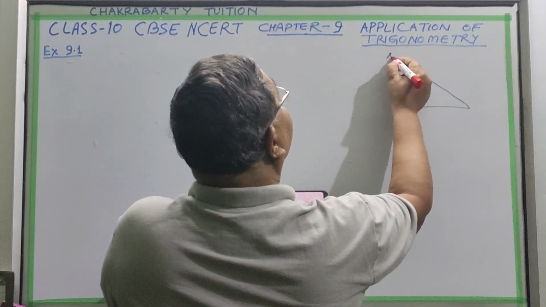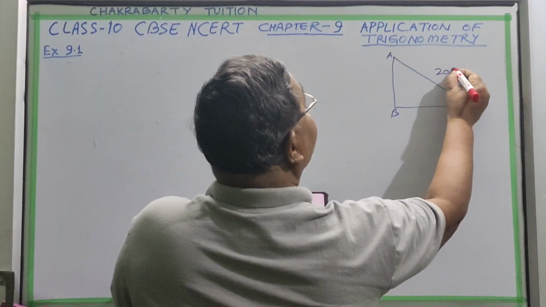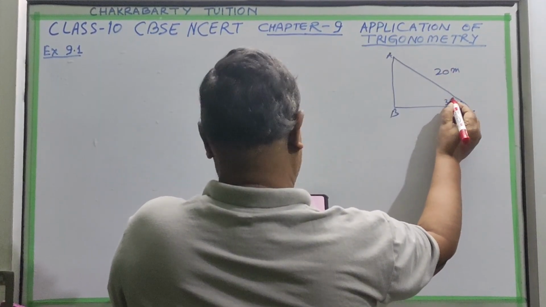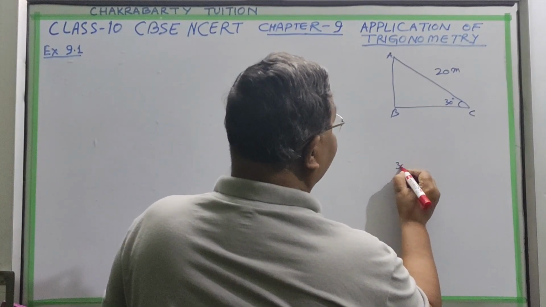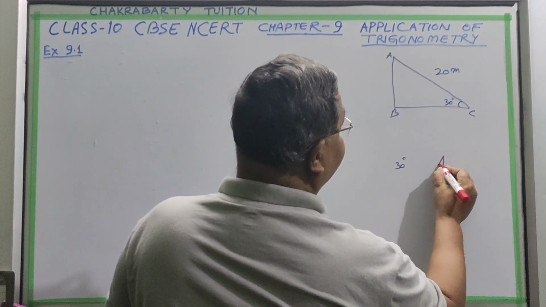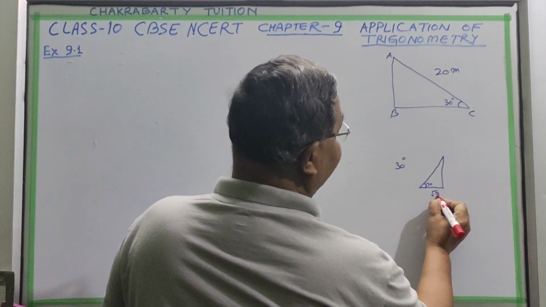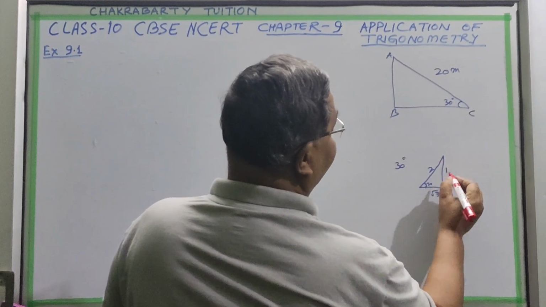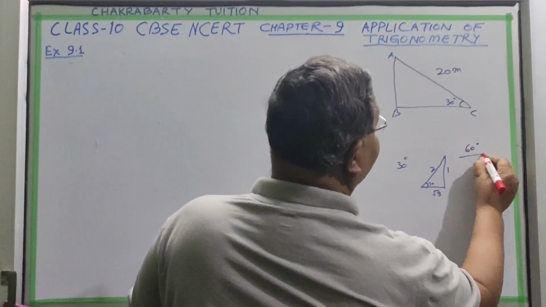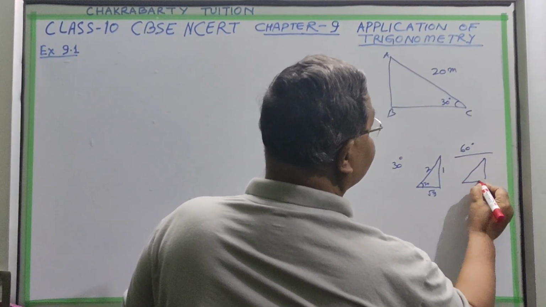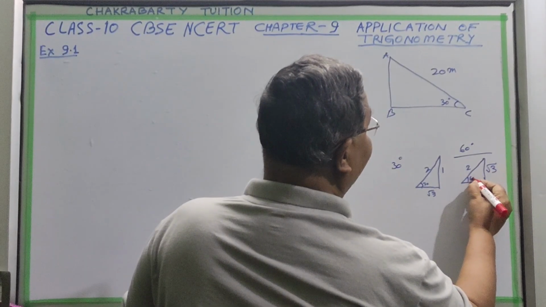ABC, A, B and C, and it is 20 meter, and here it is 30 degree. In our previous video I told that for 30 degree angles you make a figure like this. Here you make 30, then you write under root 3, 2 and 1. So your ratio will be like this. And suppose it is 60 degree, then you make it like this and write 1, 2 and under root 3. Your ratio will be like this.